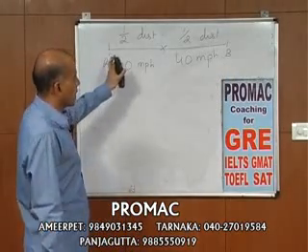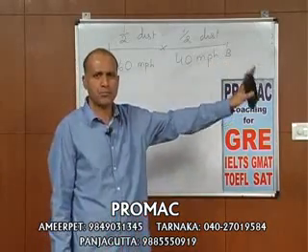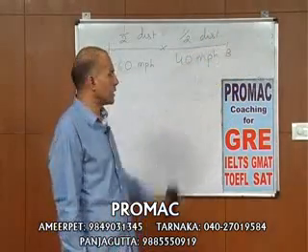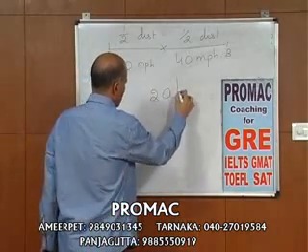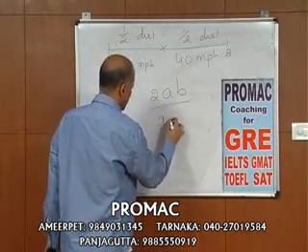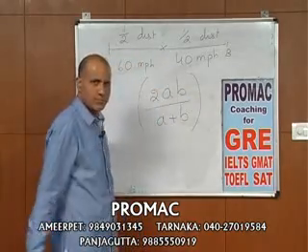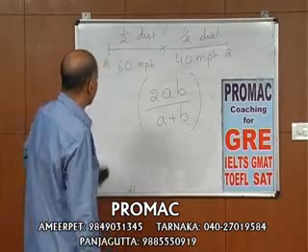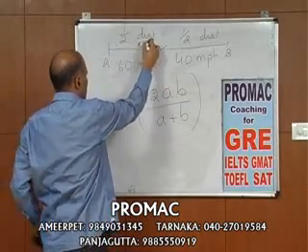If you are told half the distance I travelled at a particular speed, remaining half of the distance I travelled at another speed, in this also mean speed is 2ab by a plus b. Why? Half the distance. What is half the distance?